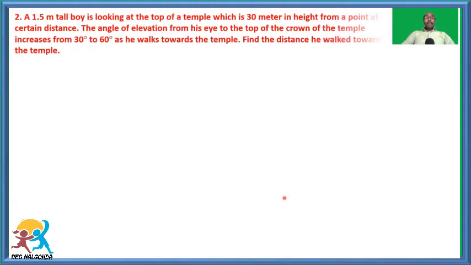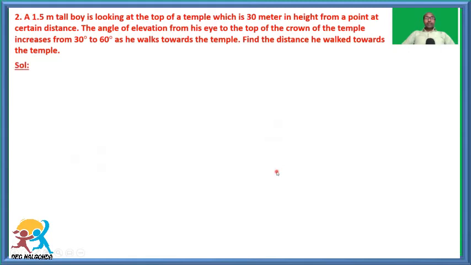A 1.5 meter tall boy is looking at the top of a temple which is 30 meters in height from a point at a certain distance. The angle of elevation from his eye to the top of the crown of the temple increases from 30 degrees to 60 degrees as he walks towards the temple. Find the distance he walked towards the temple.